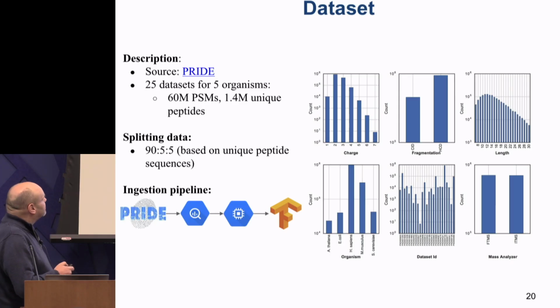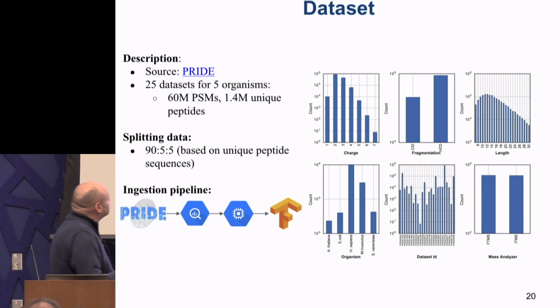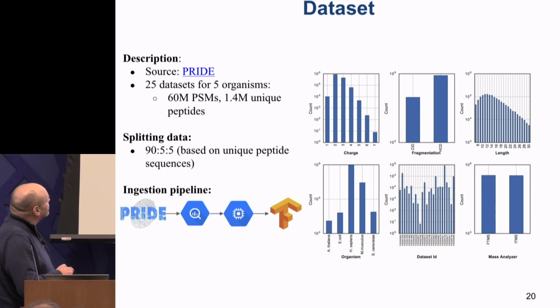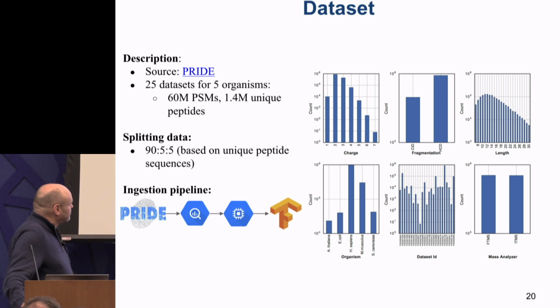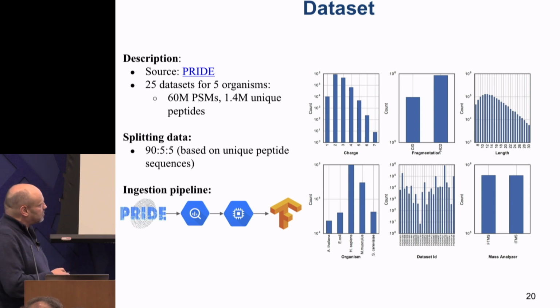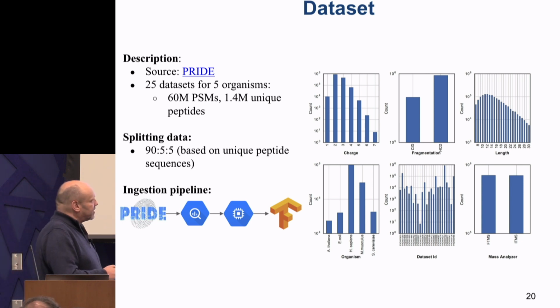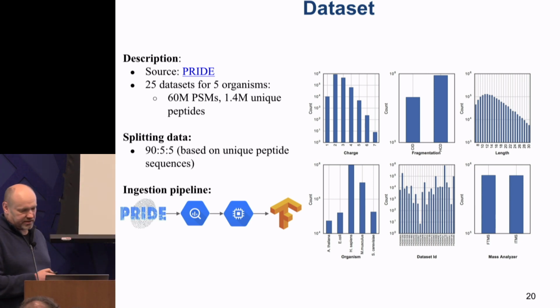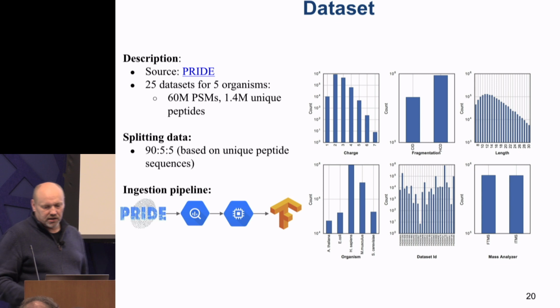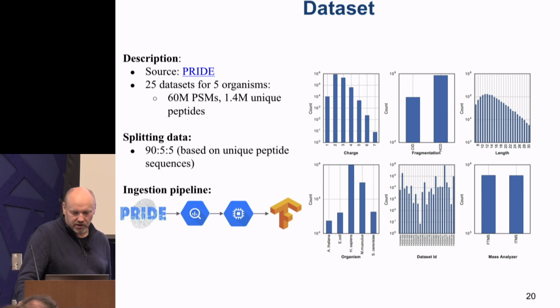We took 25 data sets spanning 5 organisms, resulting in 60 million PSMs. They are then split into 90%, 5%, 5% training, test, and validation data sets. You see here the typical coverage of properties over charge states, fragmentation methods, 5 species, and so on. We use that as training data, and we use TensorFlow as the engine for making the predictions on this data set.